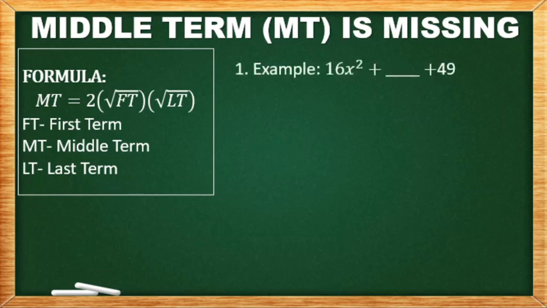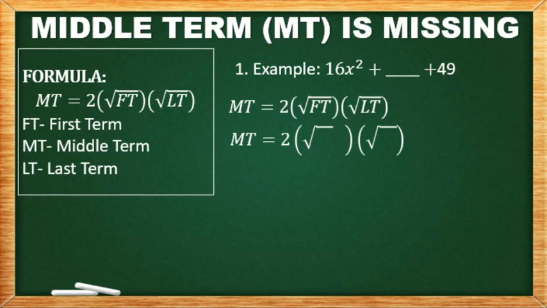So example number 1. 16x squared plus blank plus 49. So, ibig sabihin, nawawala ang middle term. So, this is our formula. MT is equal to 2 times the square root of FT times the square root of LT. So, blanko lang natin. Again, what is our FT? 16x squared. So, sulat natin dyan. And what is our LT? 49. So, sulat natin sa loob ng next radical sign.